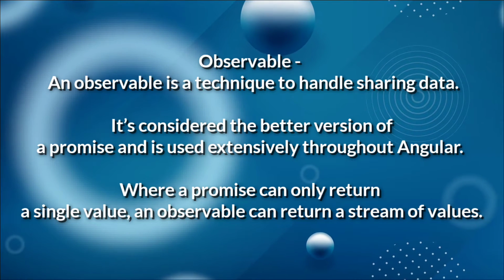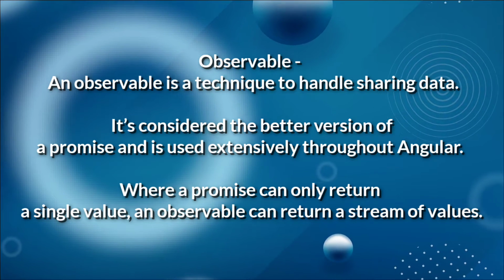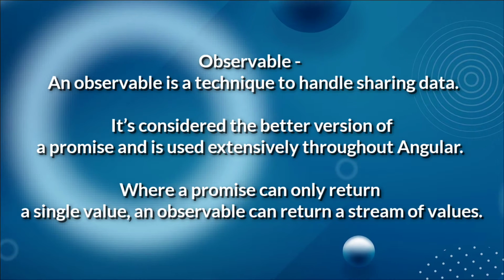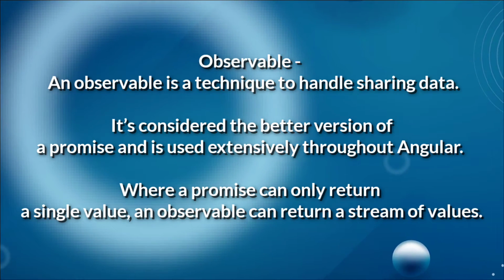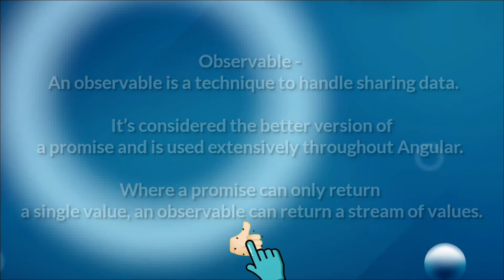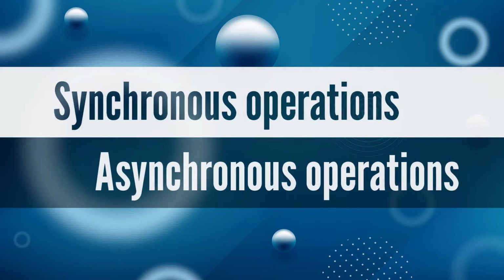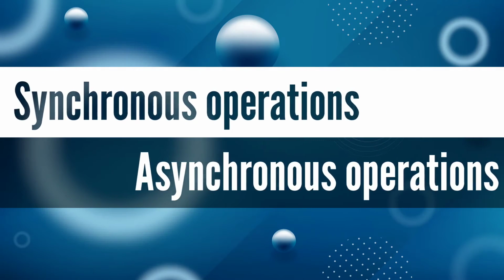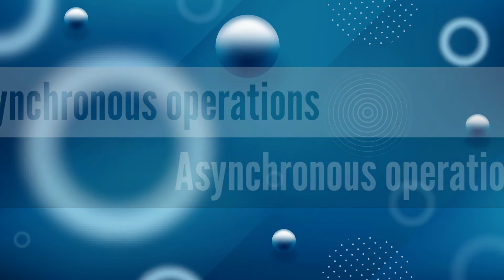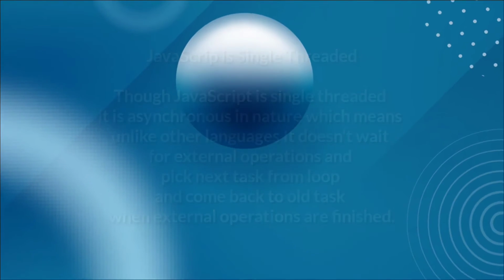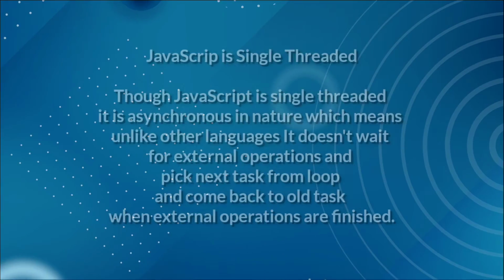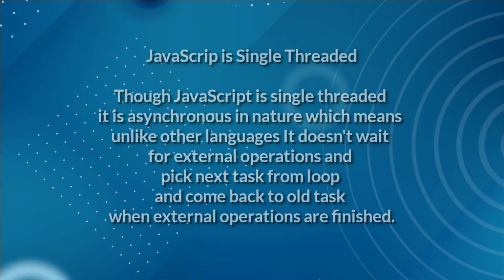Observables provide support for sharing data between the publishers and the subscribers in the application. It is an interface to handle many common asynchronous operations. So we usually know there are two types of operations, synchronous and asynchronous. Since JavaScript is a single threaded programming language, that means all the tasks are done in the main thread.